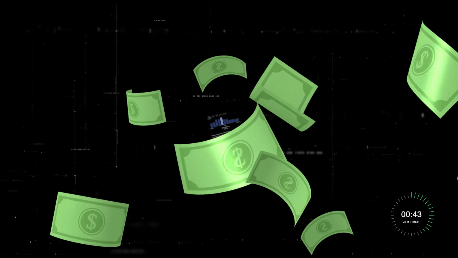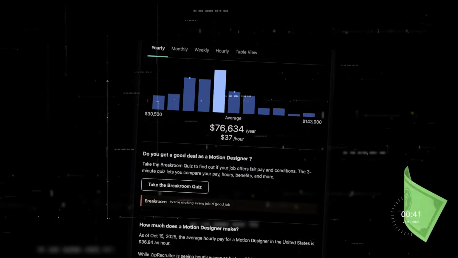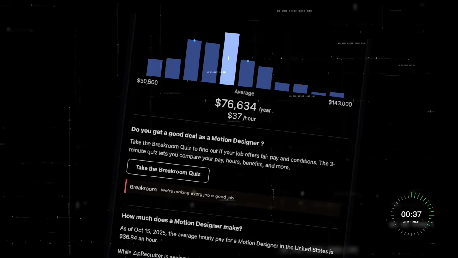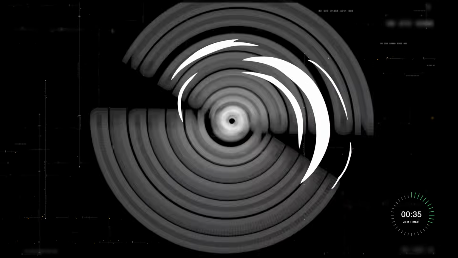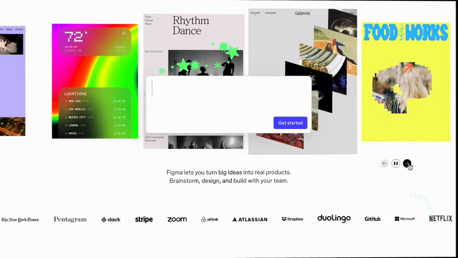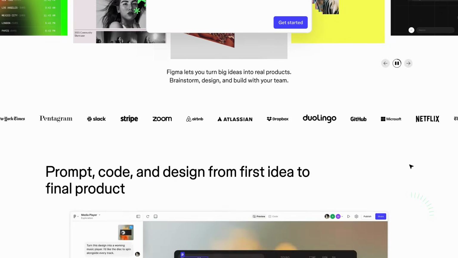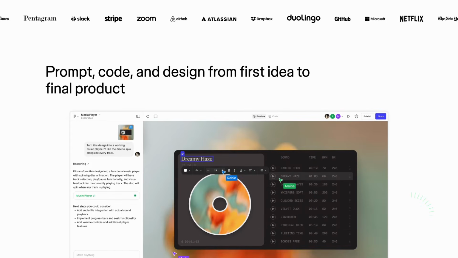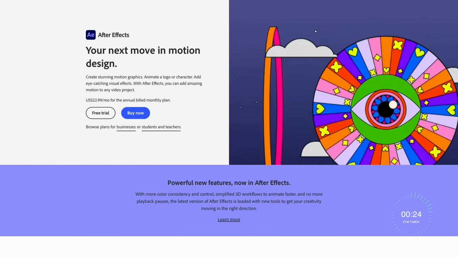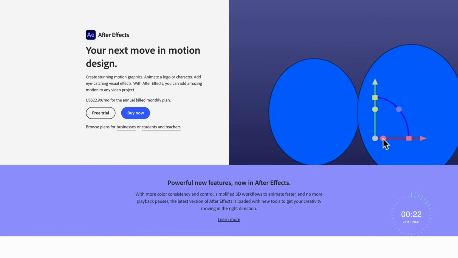And the pay isn't bad either. According to ZipRecruiter, the average motion designer makes around $76,000 a year, with experienced designers earning up to $143,000. The best part? You don't need a design degree to get started. Tools like Figma and After Effects make it easier than ever to create animations, micro-interactions, and prototypes. With practice, a strong portfolio, and knowledge of design principles, you can stand out as a motion designer.